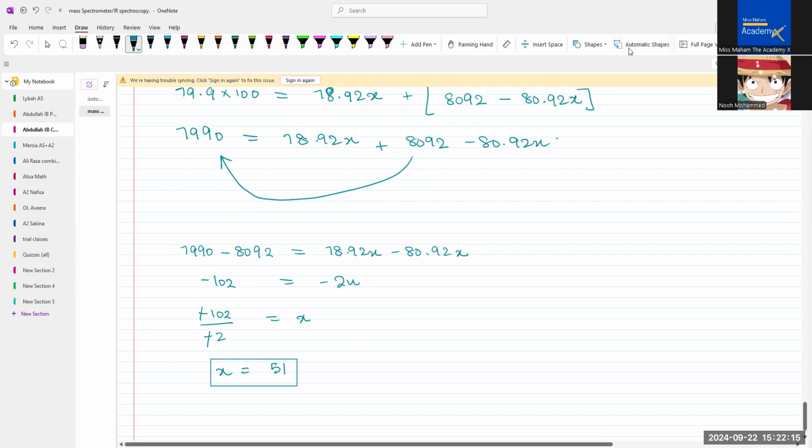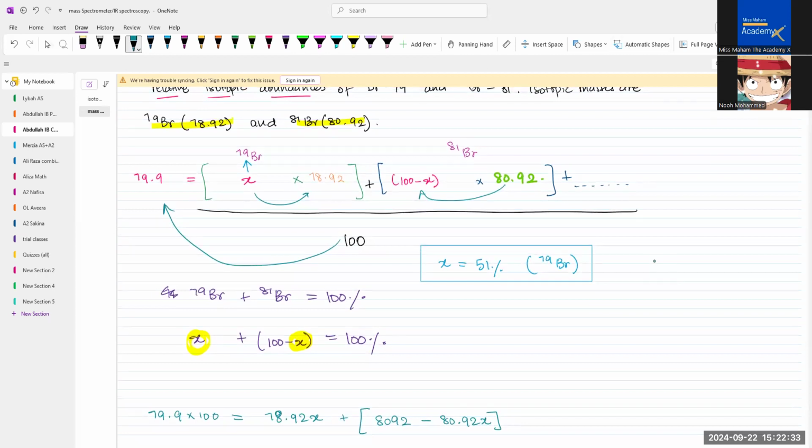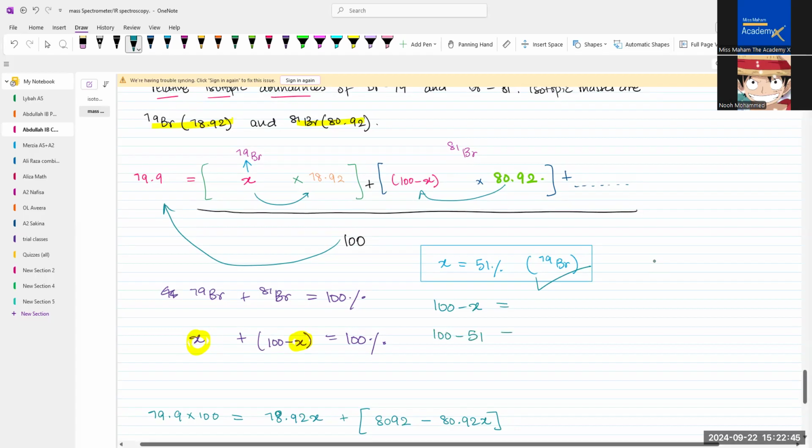Okay, so this is much more of a math question than a chemistry question, but this is from the past paper, so this can show up in the paper as well. So X turns out to be 51. And X we had taken to be Br 79's percentage abundance, so Br 81's should be 100 minus X. And 100 minus 51 is 49%. And 49% is the percentage abundance for bromine 81. Right?